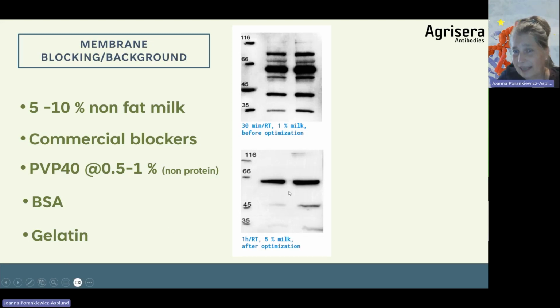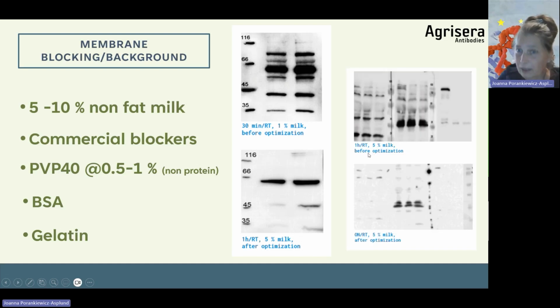And here you can see an example of how it worked. So more unspecific binding places were blocked and a better signal-to-noise ratio was obtained. And this blocking was done at room temperature. But in some cases, we may require blocking overnight, as in this example. So blocking has to be adjusted to the specific protein-antibody pair, because sometimes it is enough to block at room temperature, but in some cases, overnight blocking is required.